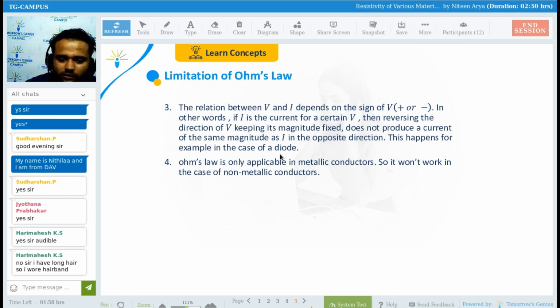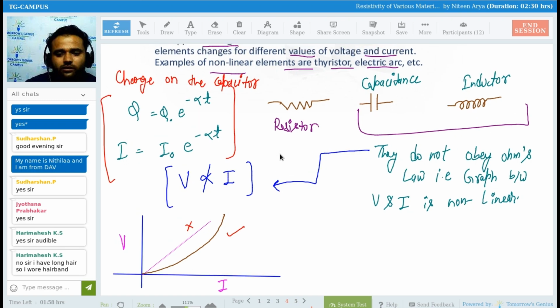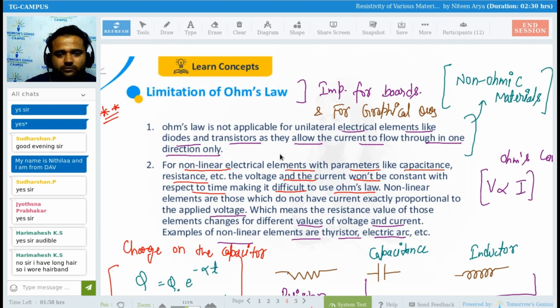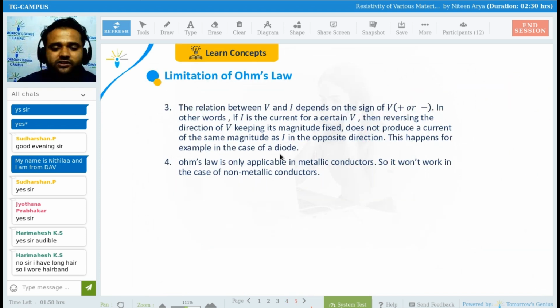Okay. So in the previous page, that is point number 2, I guess, right? Yes. So this is now your point number 3. The relation, even you can see whatever I drew on the previous page, is written over here. The relation between V and I depends on the sign of V, positive or negative. Like if we apply the positive, then it is directly proportional. If we apply the negative, that is not the case.